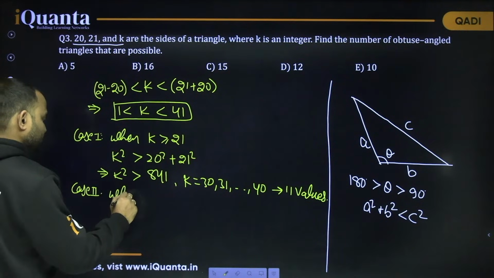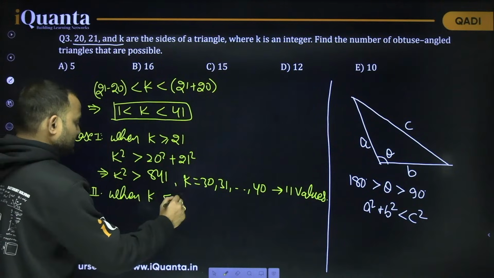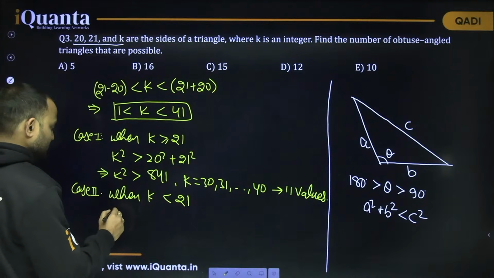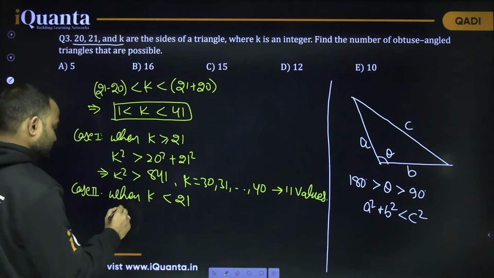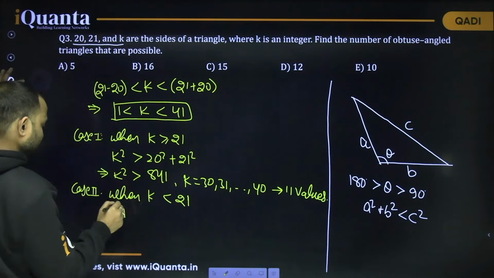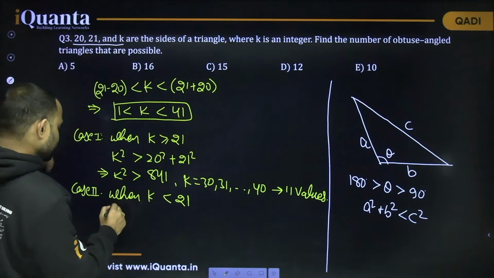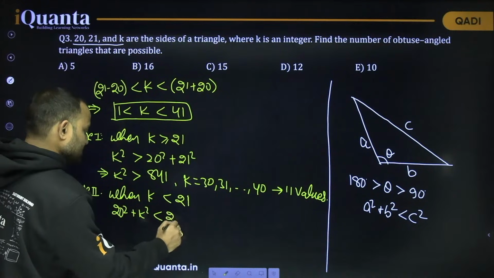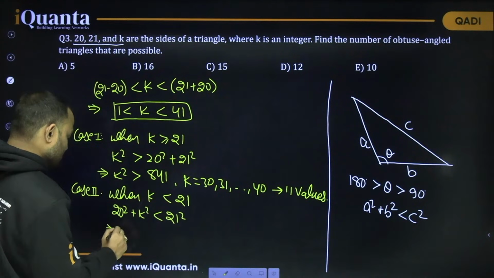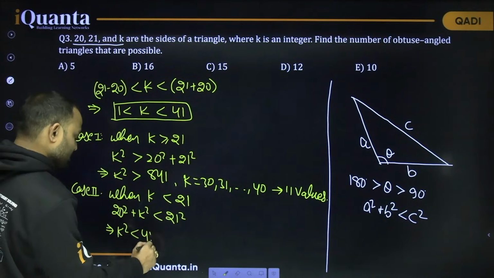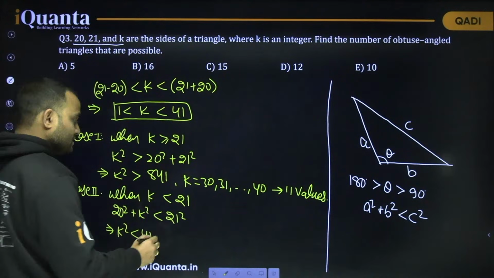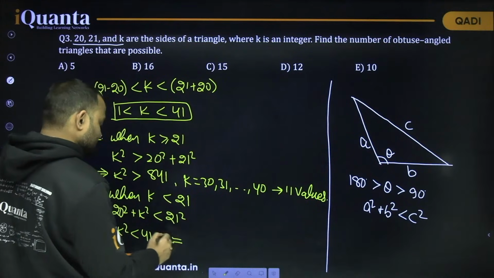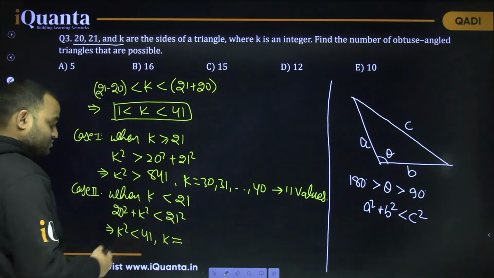Case 2, when k is less than 21. So, in that case, what will happen? 20 square plus k square will be less than 21 square, so k square should be less than 441 minus 400. So, from there we can say k will be greater than 1, and k square should be less than 41.